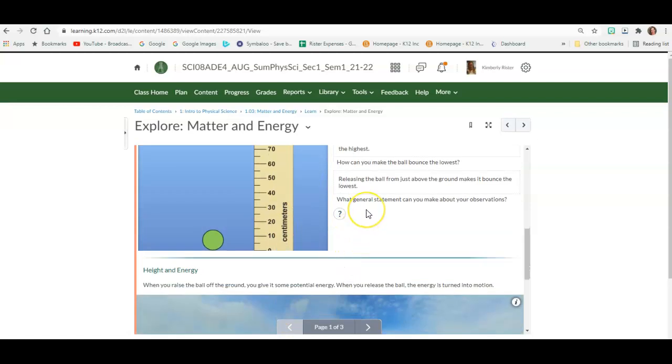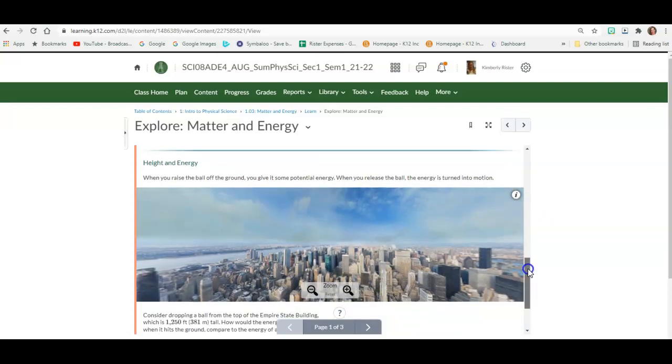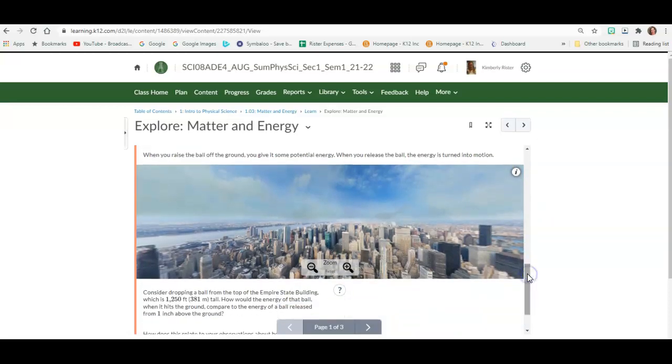And then finally, what general statement can you make about your observations? So we're able to say something about the release height of the ball determines the maximum bounce height of the ball. So height and energy. When you raise the ball off the ground, you're giving it potential energy. When you release the ball, the energy is turned into motion. Okay, and we will learn a little more about what that energy of motion is called. Some of you may already know that's kinetic energy.